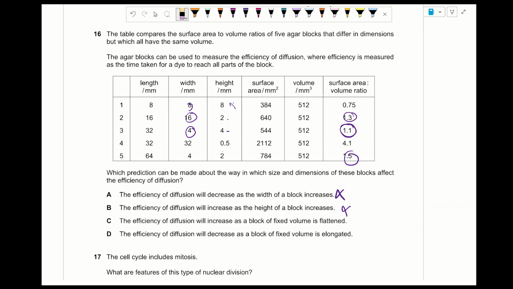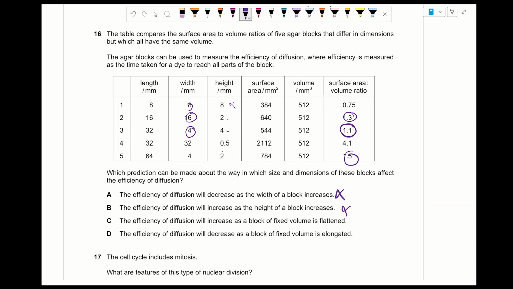C. The efficiency of diffusion will increase as a block of fixed volume is flattened. Now, what it is trying to say here is that as the length increases and the width or the height decreases, then the efficiency of diffusion will increase.